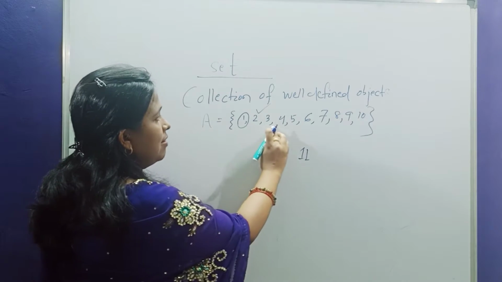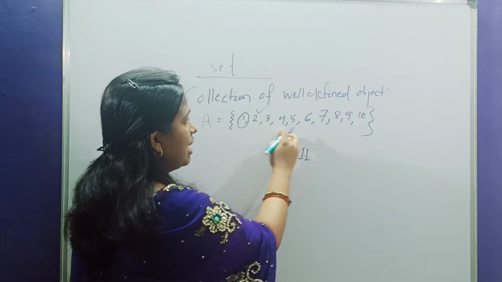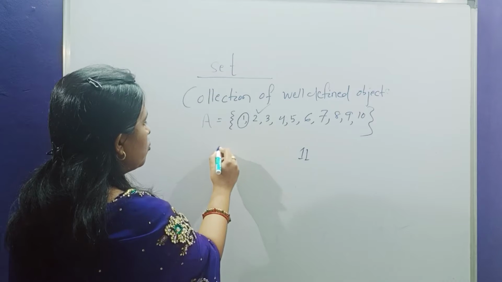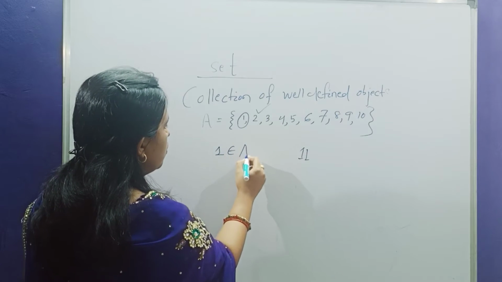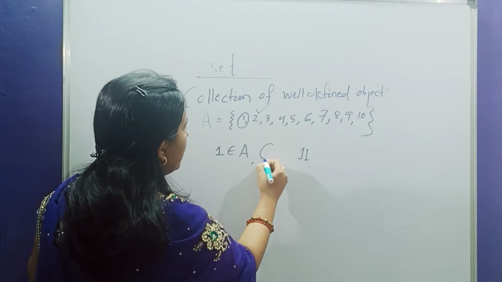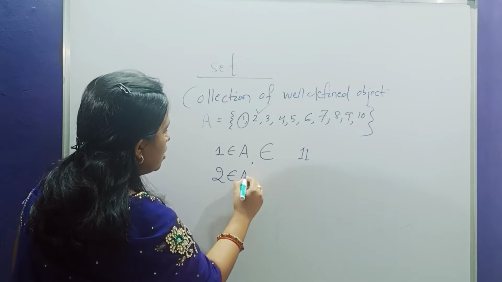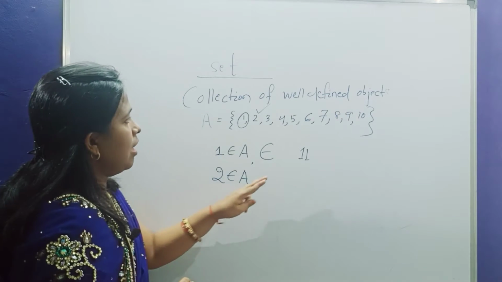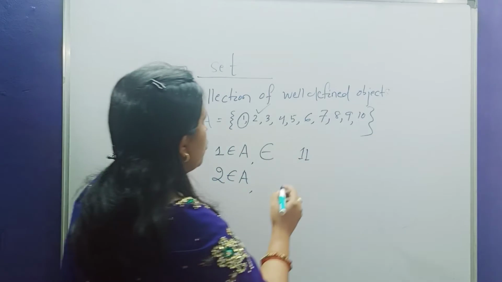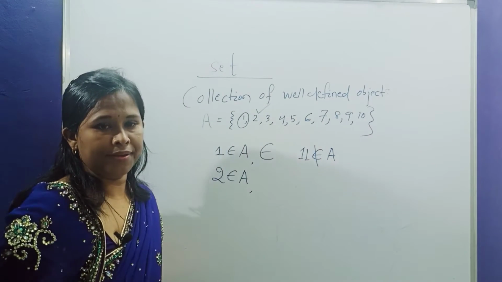The elements are separated by commas. So 1 is an element of set A, and I can write 1 belongs to set A. This is the sign of belongs to. Similarly, 2 belongs to set A. If I take 11, 11 is not an element of set A, so we can write 11 does not belong to set A.